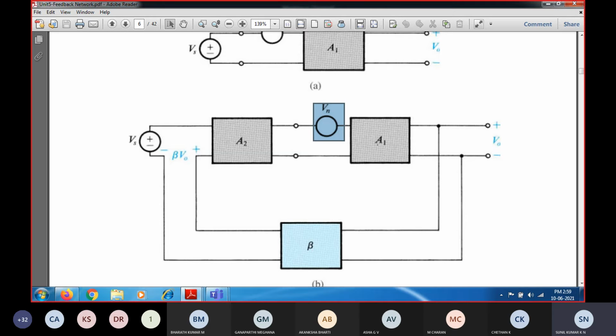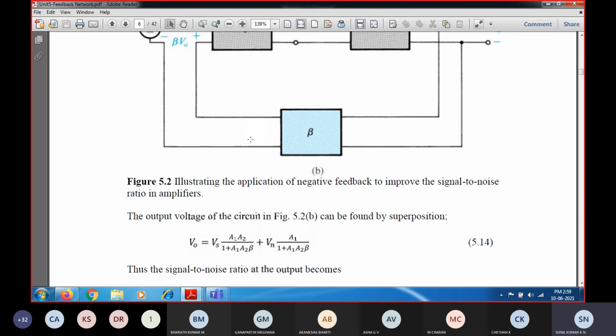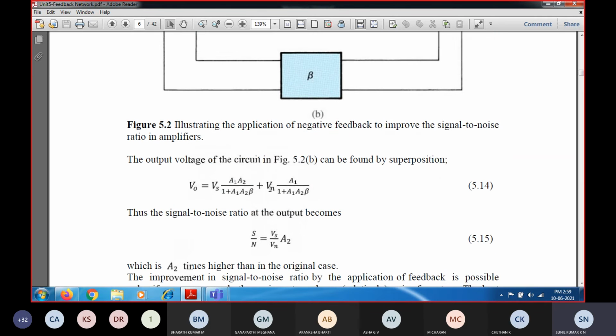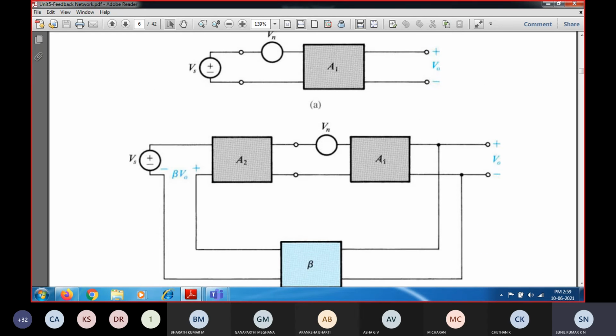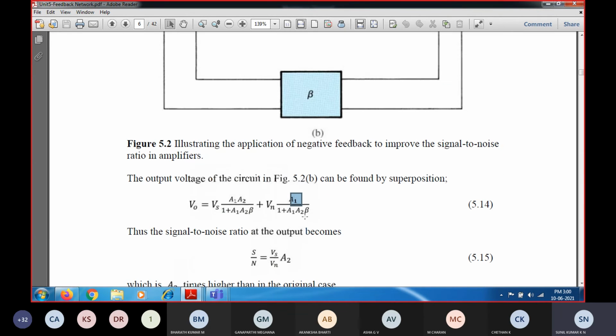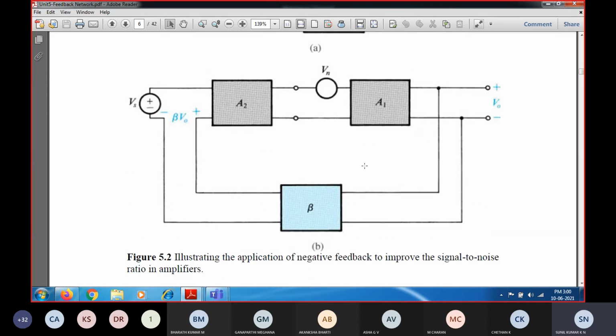So Vn into A1 will be the output, divided by the total loop, 1 plus A1 beta into A2. That is what you get with respect to noise. Vn is the noise voltage, into A1, since it is applied only to amplifier A1, divided by 1 plus the total loop, A1 A2 beta. So this is the output voltage with respect to noise alone.